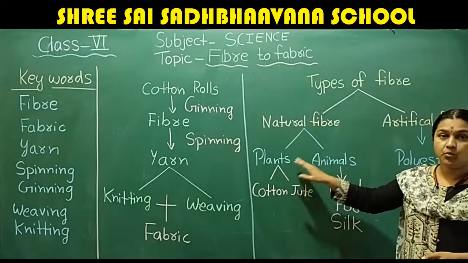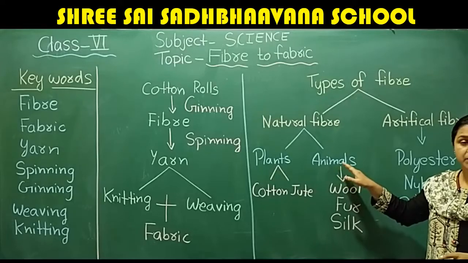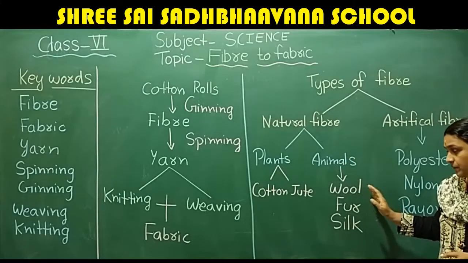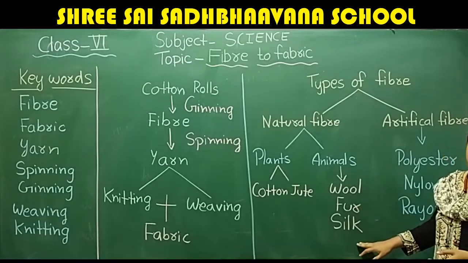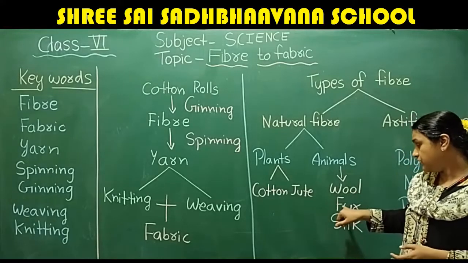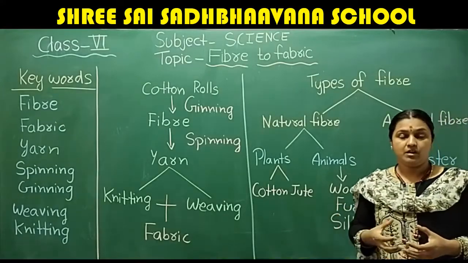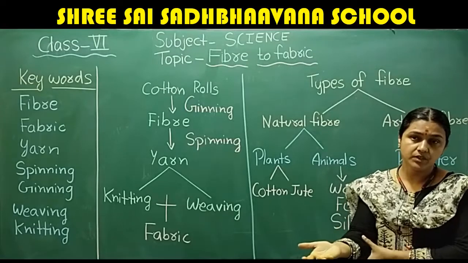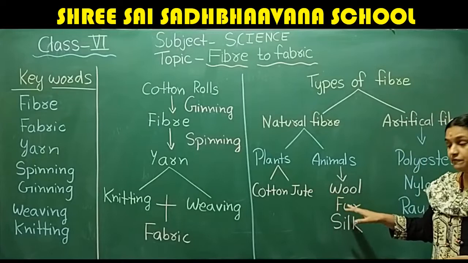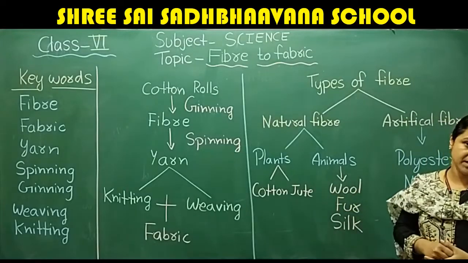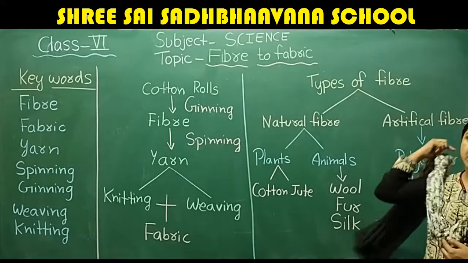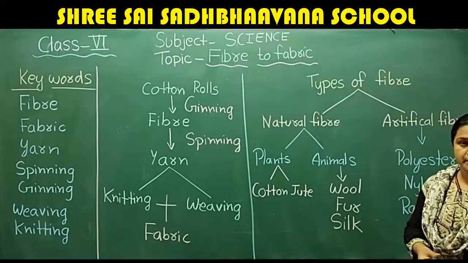Apart from the plants, we have the animal category from where we get the fiber, which is the wool, the fur, the silk. Where do we get the wool and the fur from? It could be from the goats or the sheep or the camel. They are the fleece or the fur that is taken from these animals. Where do we get this silk from? The silk is taken from the silkworm.